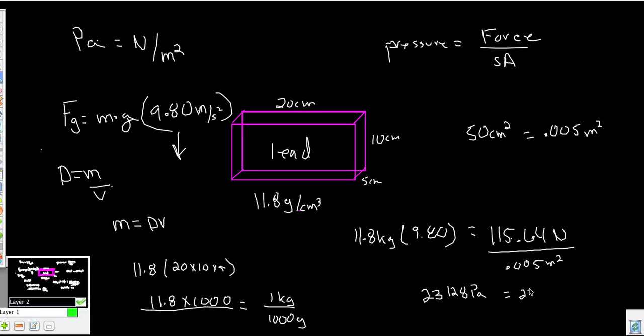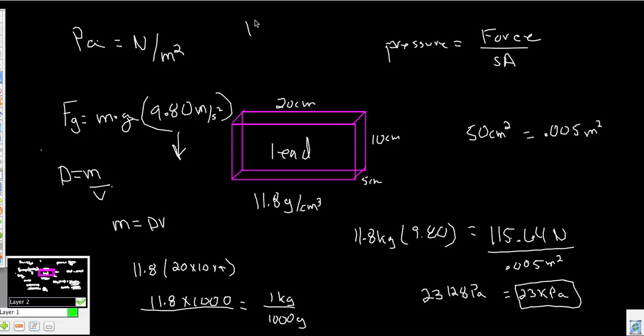Since these are usually big numbers, what we usually try to do is convert this to kilopascals. So it's actually going to equal 23 kilopascals, and that's kind of the more accepted way to do it.